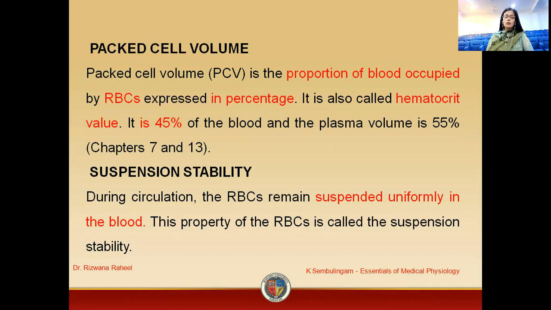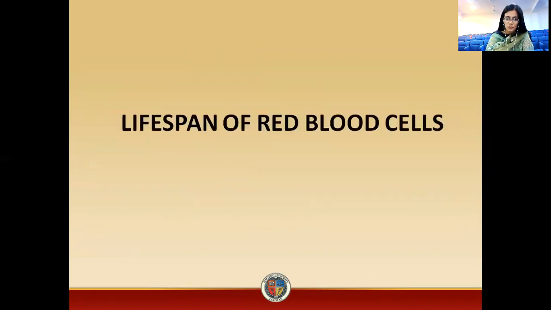Now, coming towards the stability of the RBCs, that is suspension stability. So, during circulation, these RBCs remain suspended uniformly in the blood. This suspension ability of RBCs is actually the suspension stability. We have the heart working in our body, continuously pumping the blood. So because of this property, our RBCs are continuously suspended in our body. Our RBCs have negative charge, so they are not attracting one another. They are not making the pile and they are continuously moving in our circulatory system.